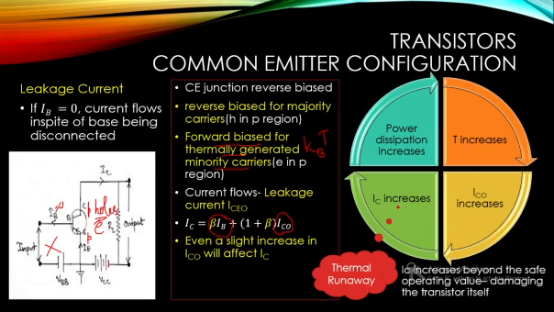So whenever there is an increase in temperature, it will increase the leakage current, in turn increasing the collector current, which in turn increases the power dissipation and hence heats up the transistor, and the cycle continues. So at a particular point, IC will be large enough that it will damage the transistor.